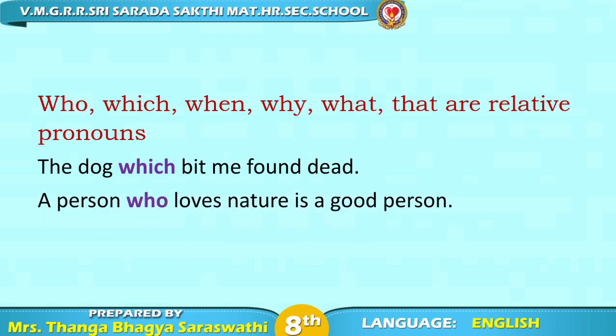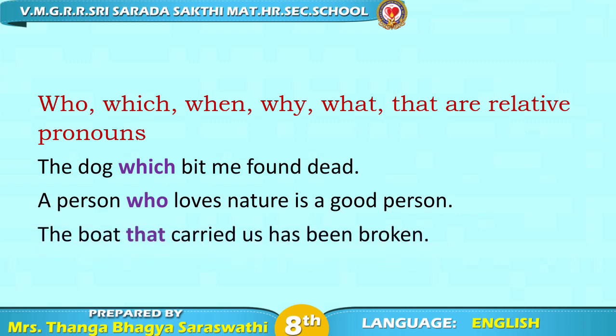A person who loves nature is a good person. Here, who refers to whom? Who refers to a person. Next one: the boat that carried us has been broken. So here that refers to the boat only. These are the relative pronouns. So here which refers to the dog, who refers to the person, and that refers to the boat. They are called relative pronouns.